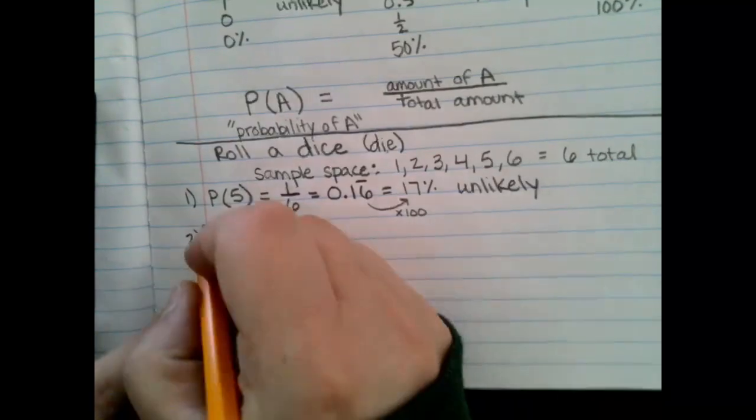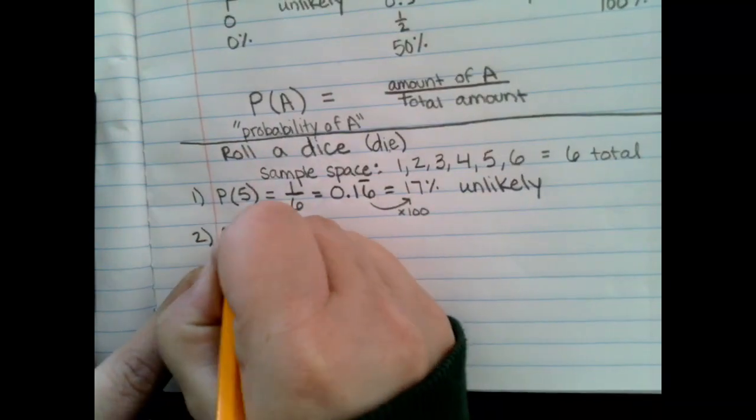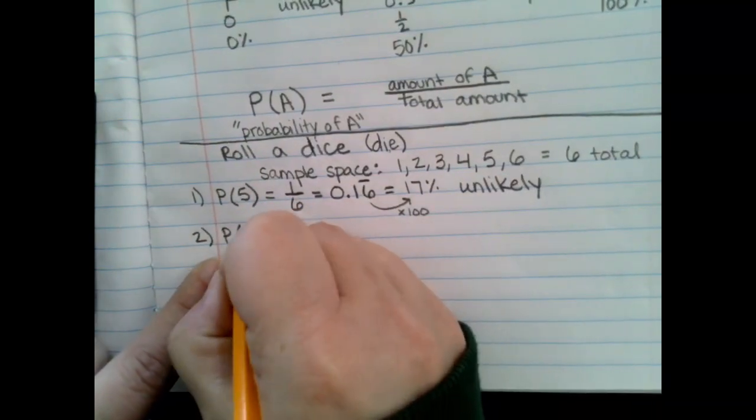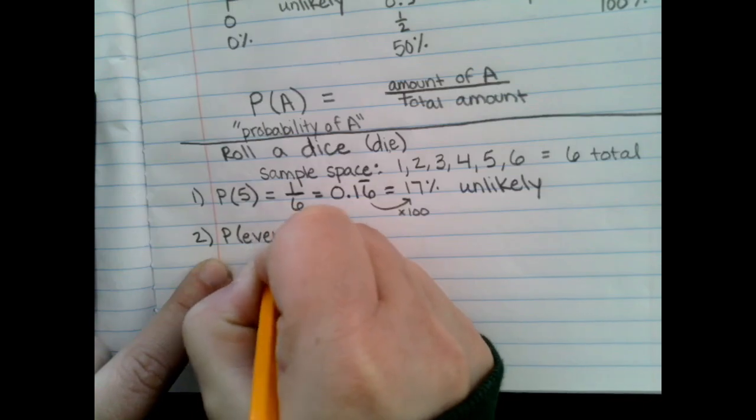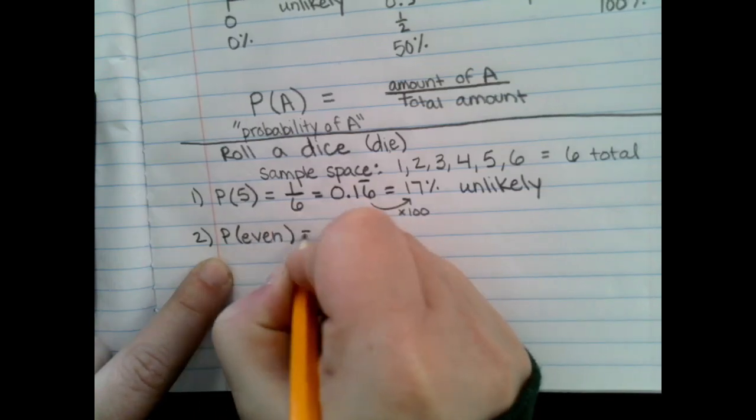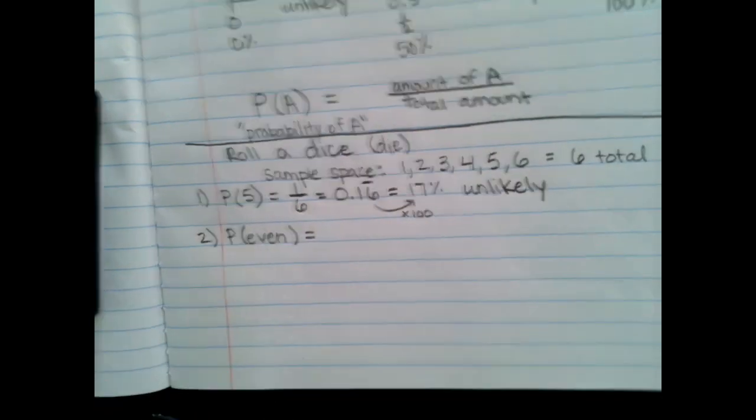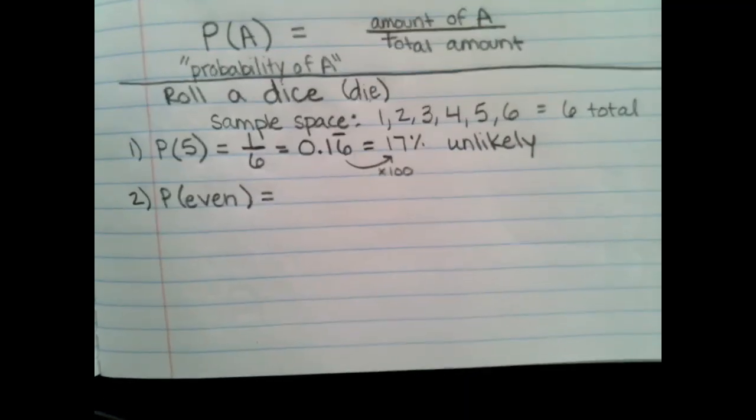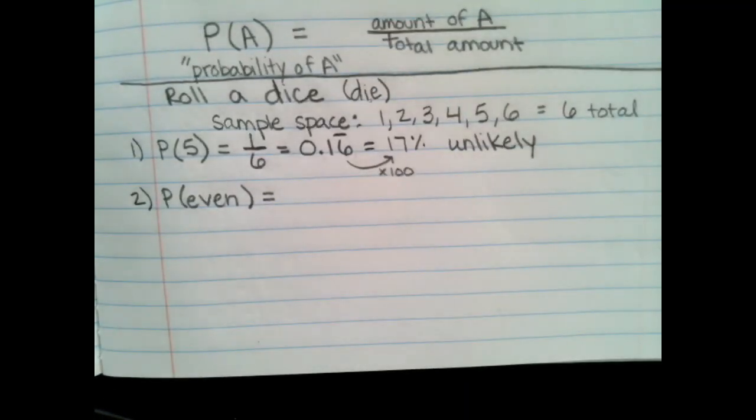Number 2, we're going to do probability of having an even number. A lot of times with probability, we're going to talk about evens and odds. If you ever go to Las Vegas or a casino, sometimes that's one of the games, you bet on evens or odds. So it's important to know how many there are.